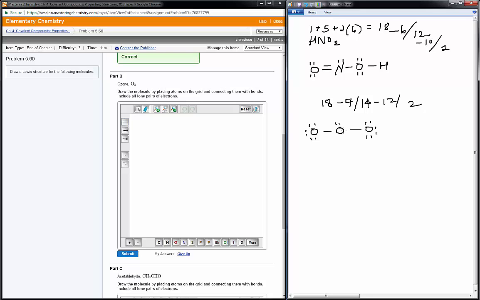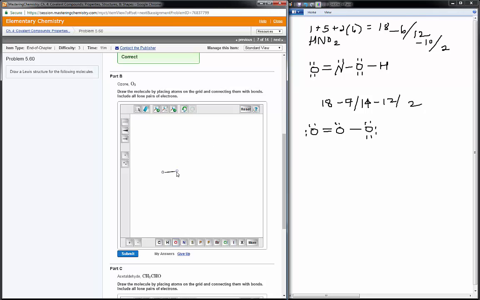In this case, they're identical. It doesn't matter which one I share from. So I'll pick the one on the left. There we go. It's going to look like that. So 3 oxygens, 1 double bond, and this guy has 2 lone pairs, 1 lone pair, 3 lone pairs.